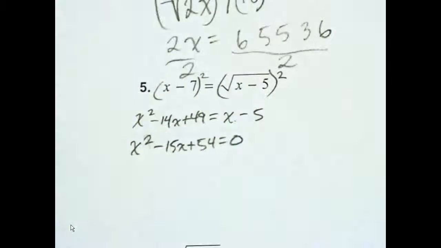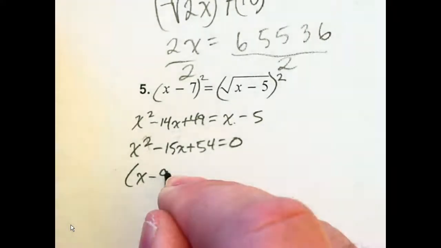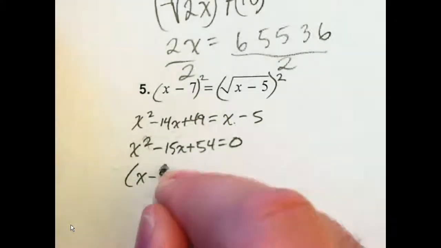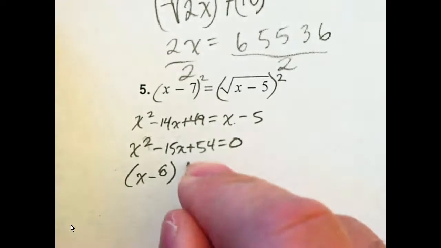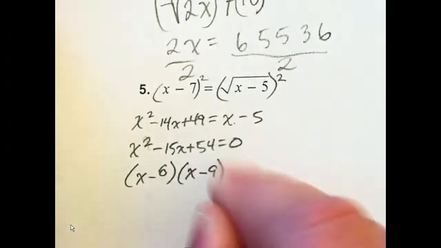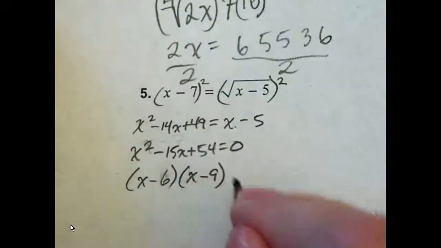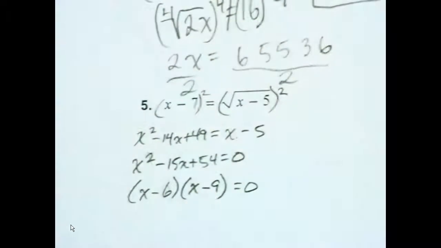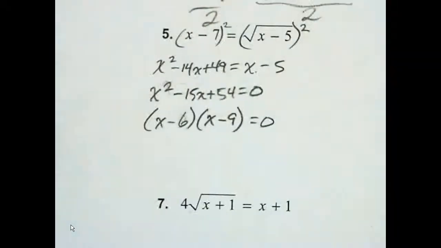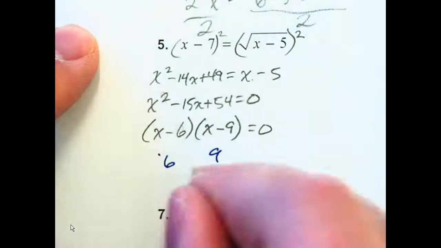Okay. Can we factor x minus 6 and x minus 9? All right. Equals 0. Okay, and we could use quadratic formula, but if you factor, we'll go for it. And that tells us x equals 6, x equals 9. Very good.